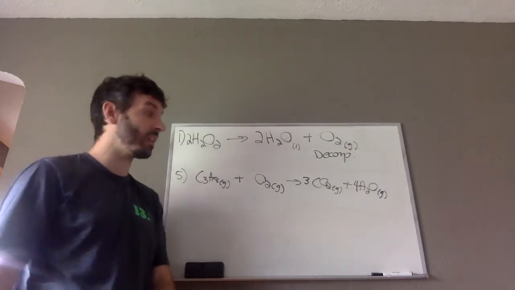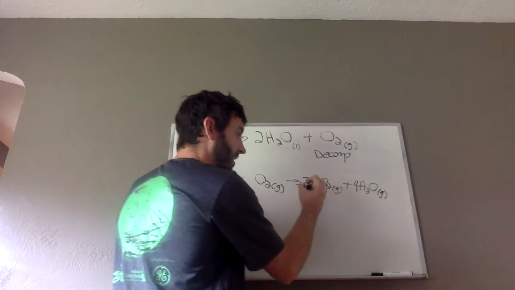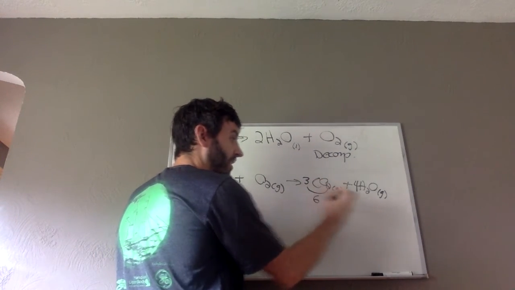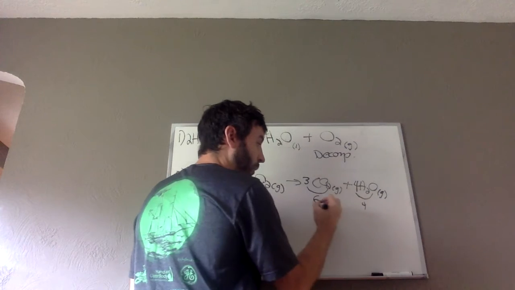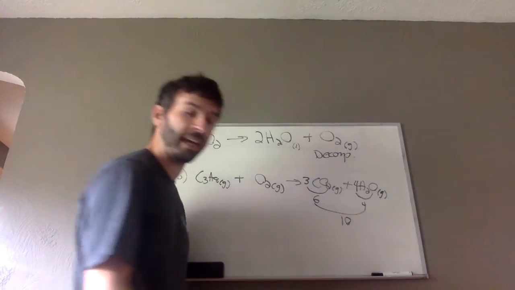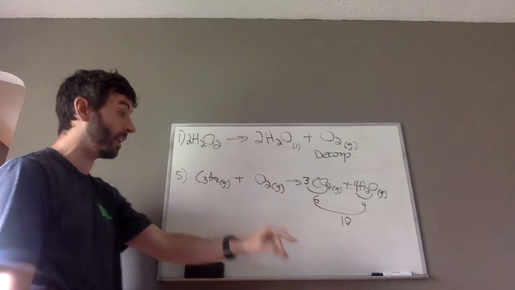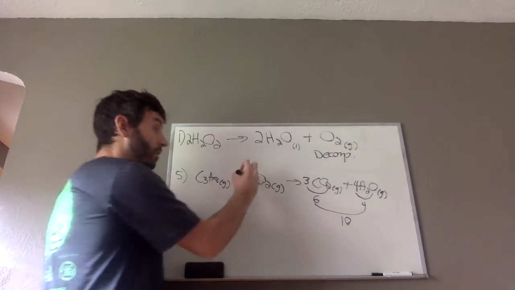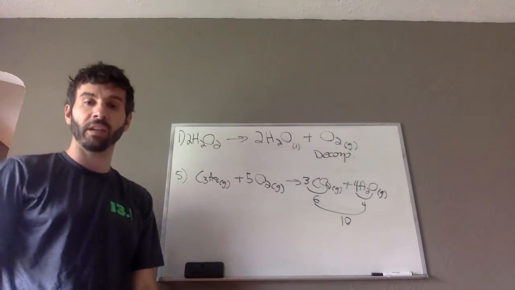Okay, now last step is the oxygens. You have to do this together. So if you notice here, I have 6 oxygens, and here I have 4. So I have a total of 10 oxygens on the right-hand side. So I need 10 on the left. So I need to add a 5 in front of the oxygen.